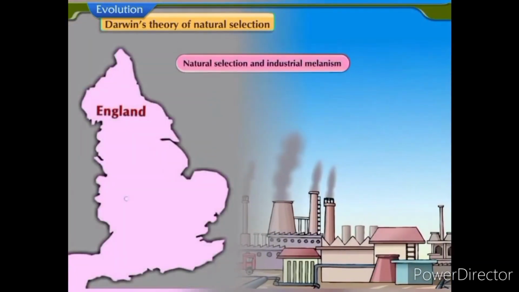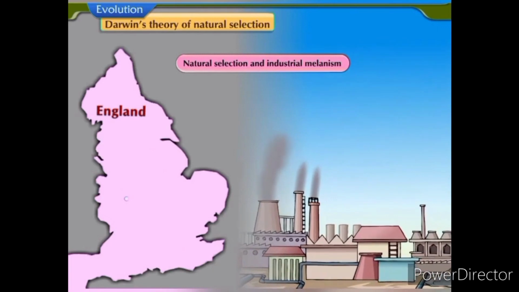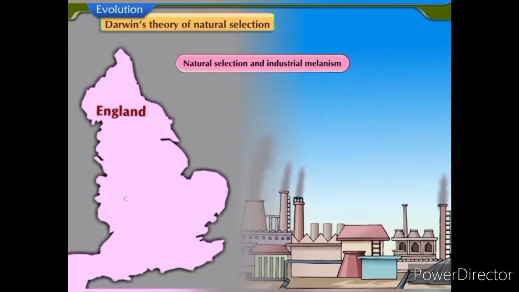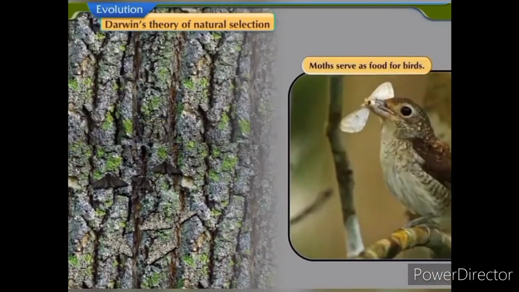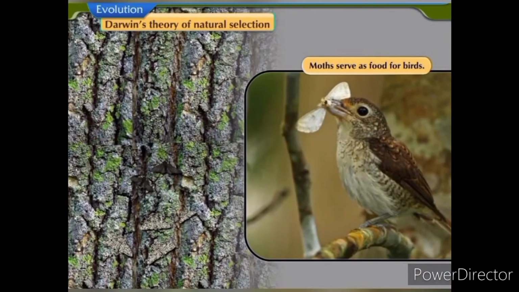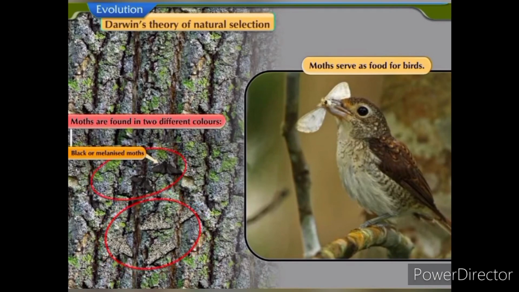Let us understand natural selection with the help of an example of industrial melanism as observed in moths in England. Moths basically serve as food for birds. Generally, moths are found in two different colors, black or melanized moths and grey or light-colored moths. These moths live on the tree trunks.